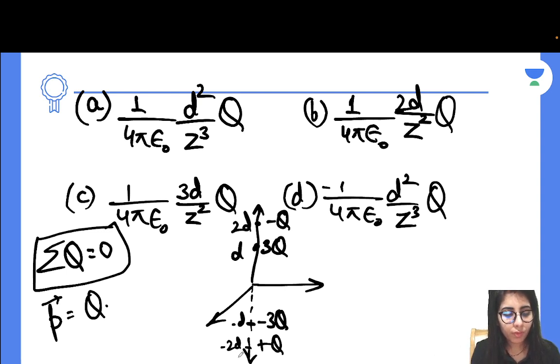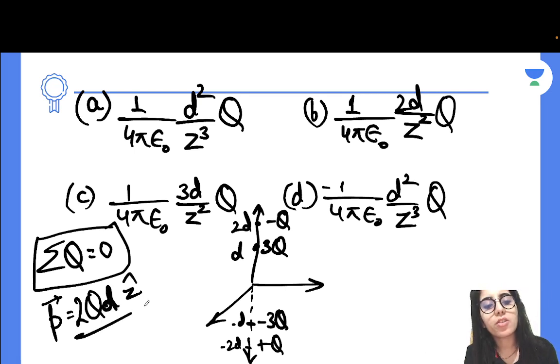So then you will find, is it going to give you the value 0 or non-zero? I think it's non-zero, and that is 2qd z cap itself. So this is what you have got as your dipole moment, which is non-zero, right? When it is non-zero, it means it's a dipole.